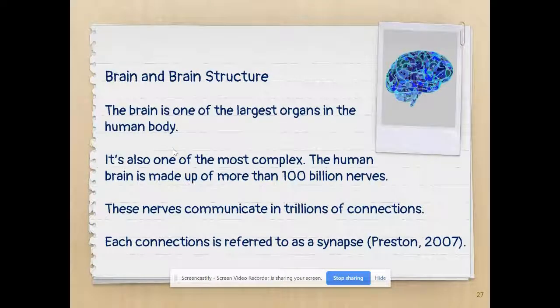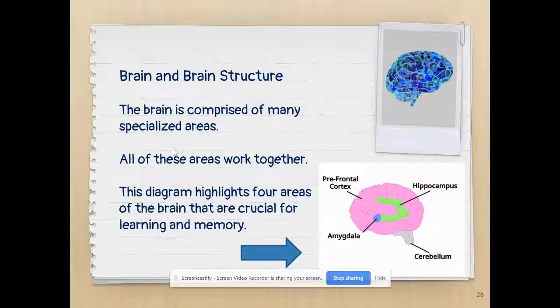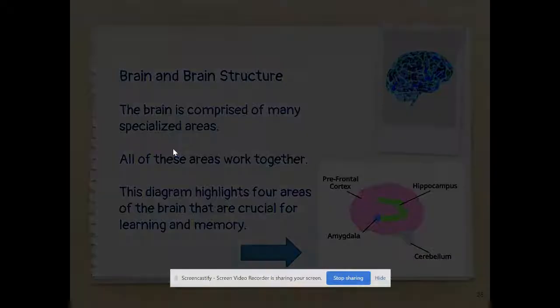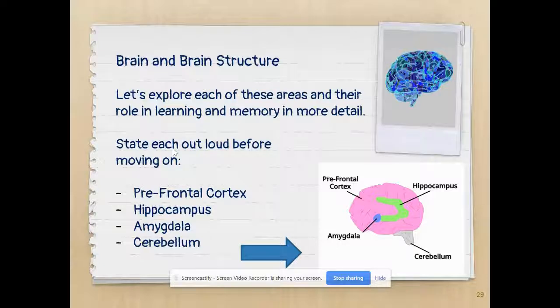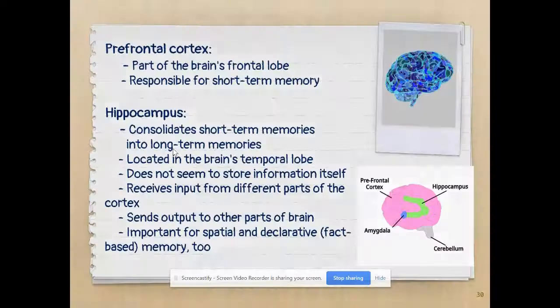Okay, so the brain and brain structure. The brain is one of the largest organs in the human body. It's also one of the most complex. Each connection that the brain makes is referred to as a synapse. The brain is comprised of many specialized areas, all of which work together. This diagram highlights 4 critical areas of the brain that are crucial for learning and memory: the prefrontal cortex, the hippocampus, the amygdala, and the cerebellum.